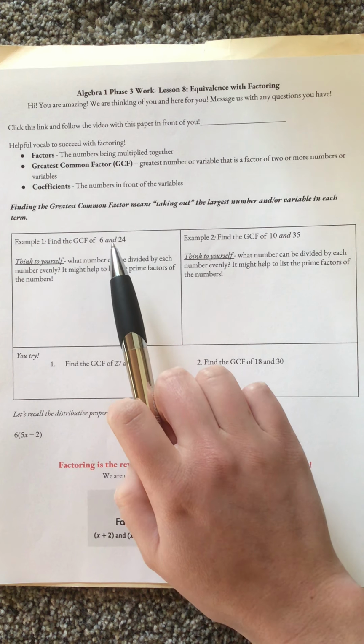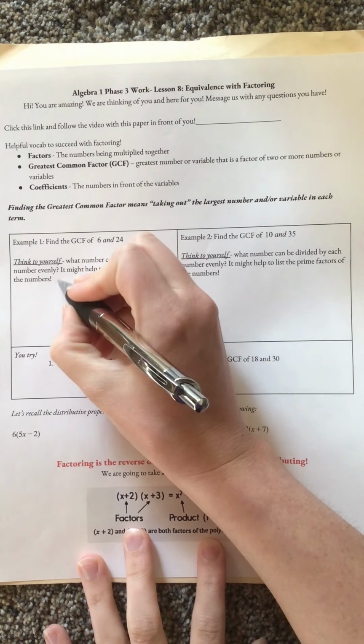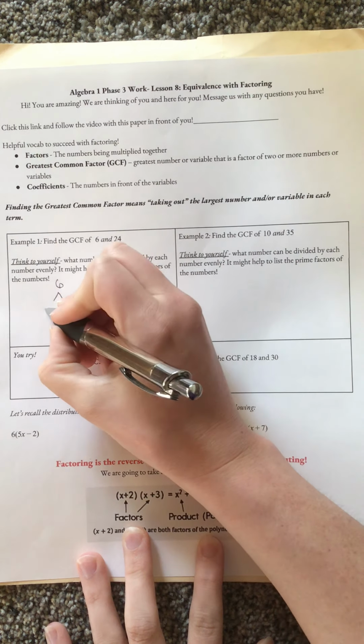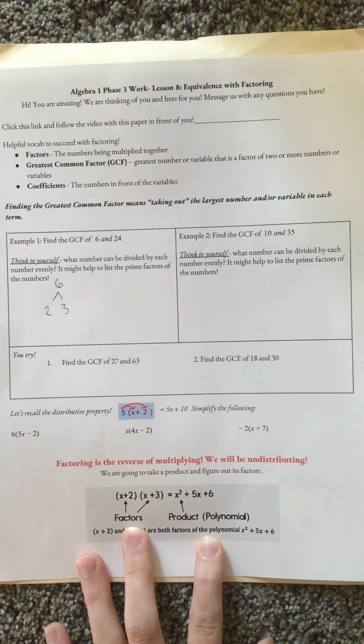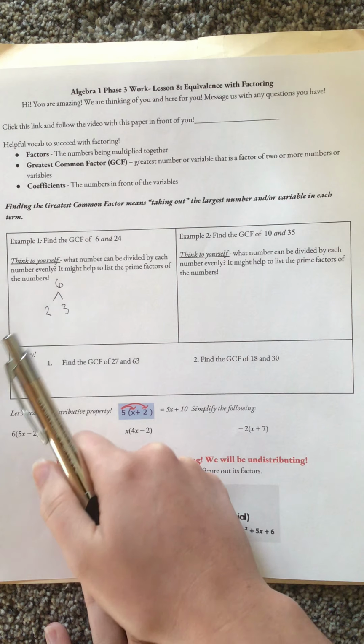Find the GCF of 6 and 24. Now I wrote there, think to yourself, what number can be divided by each number evenly? That's what we're doing. We're taking out the largest number. So if we break this up, we look at 6. What numbers multiply to get 6? 2 and 3. We can't split those up because those are prime numbers, so we keep it like that.